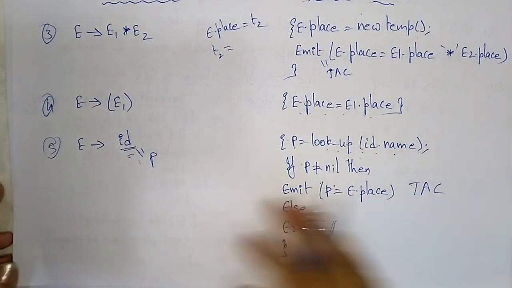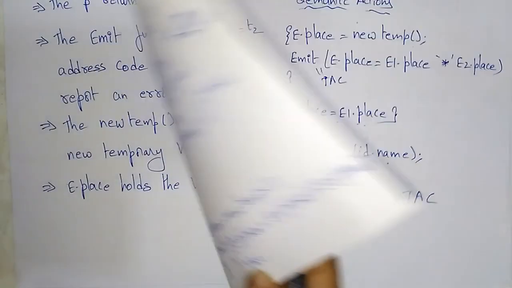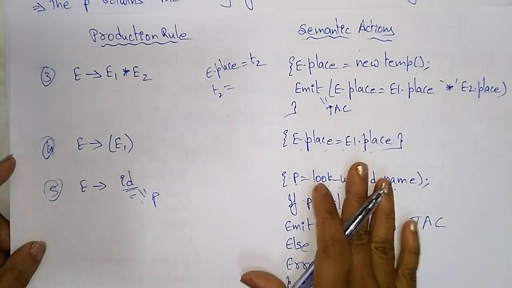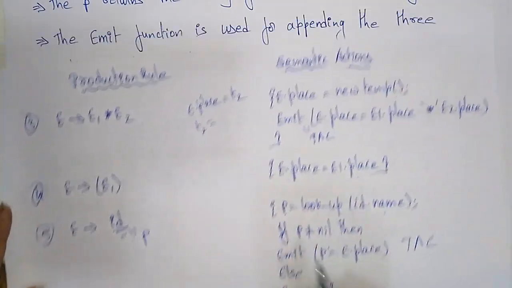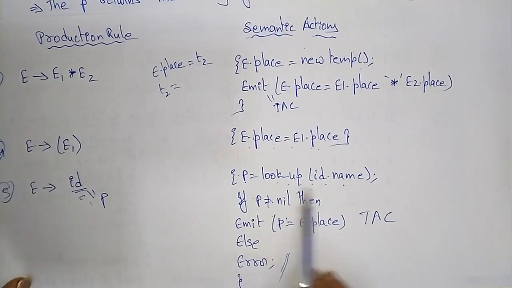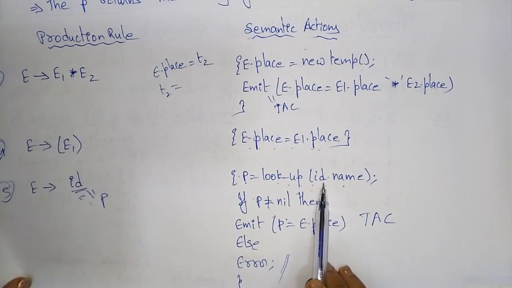So these are the production rules for the translation of assignment statements. For these assignment statements, these are the actions that have to be performed. Whatever P we are taking, this P returns the entry for id dot name in the symbol table.